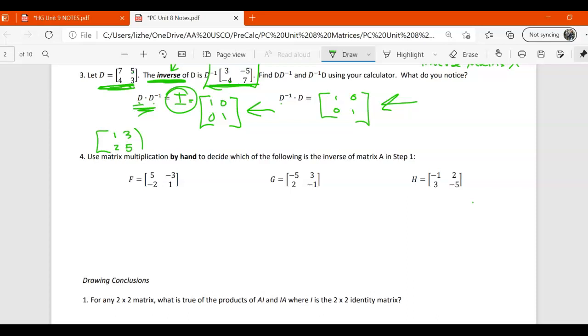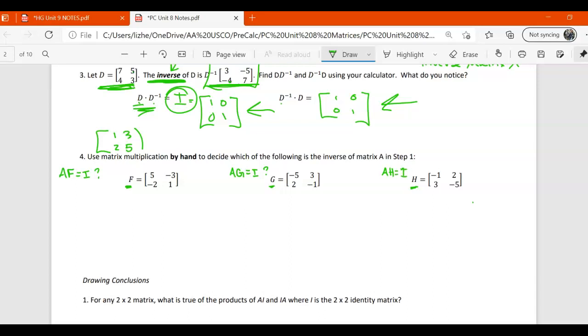So we are at step 4, and the question is, use matrix multiplication by hand to decide which of the following is the inverse of matrix A in step 1. And so what we're saying is, is this the inverse? Is this the inverse or is this the inverse? How can we tell? Well, does AF equal the identity? Or does AG equal the identity? Or does AH equal the identity?